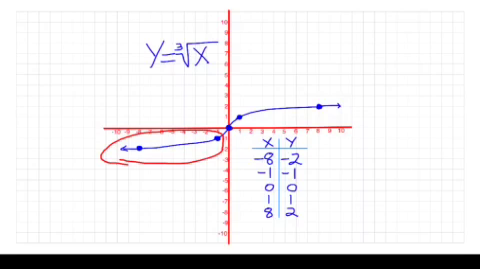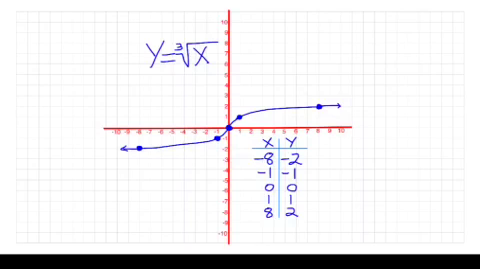So characteristics: 0, 0 is the crossing spot, over 1 up 1, over 8 up 2, and the same thing to the left, negative 1 and down 1, and then negative 8 down 2. Those characteristics make up this cubed root of x, and you should be able to differentiate that from the square root because it goes to the left, meaning you can have negatives, and it's flatter because you've got to go all the way over 8 in either direction to actually go up or down 2.